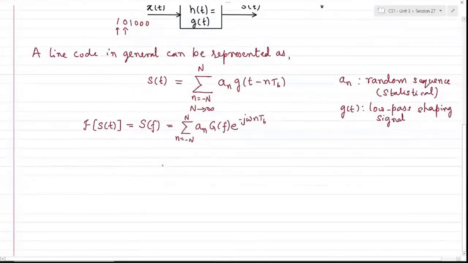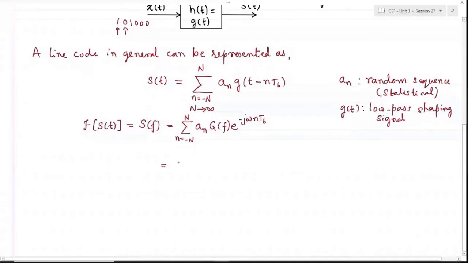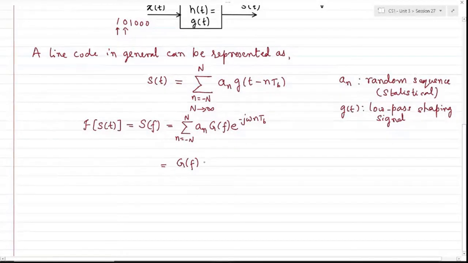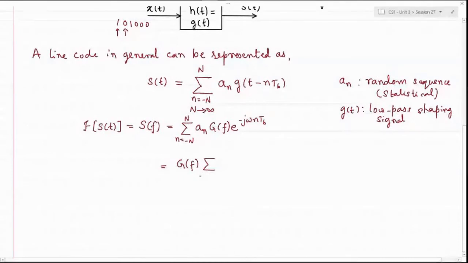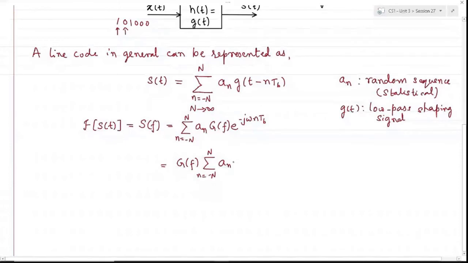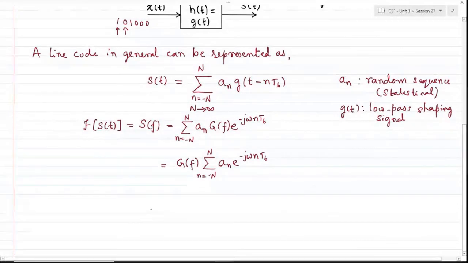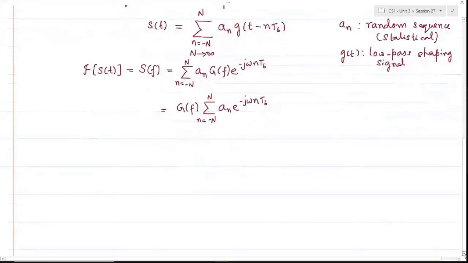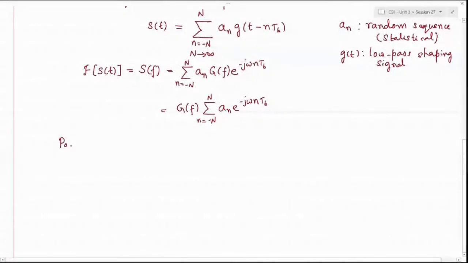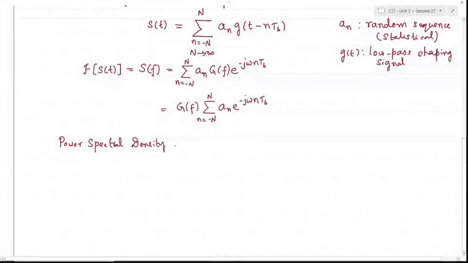Okay, so I'll pull out the independent terms. So G of f can be pulled out. The remaining part is summation from minus n to n of a n e power minus j omega n Tb. Okay, so we need the power spectral density of the random signal s of t. This is simply the Fourier transform, but we need to find out the power spectral density of s of t.